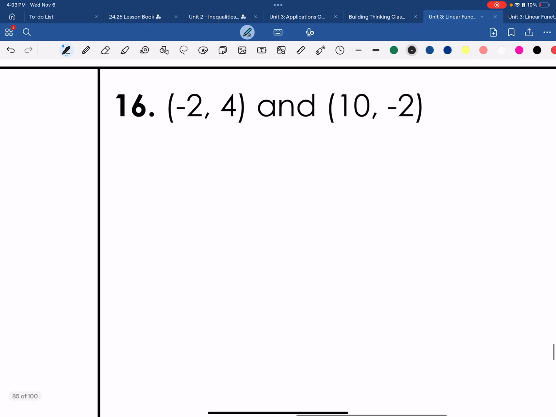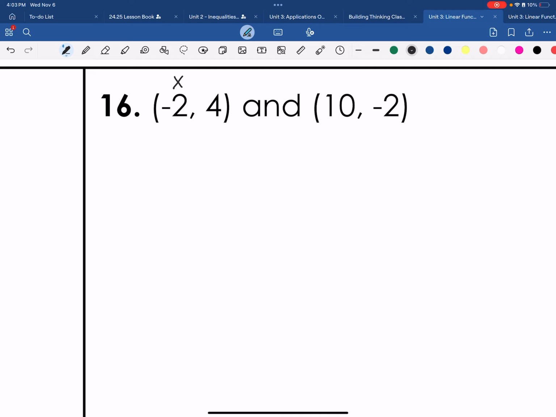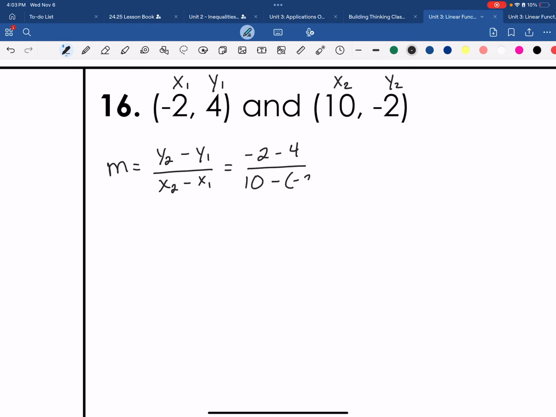Let's try another one. I label my points, or I label my ordered pairs: x1, y1, x2, y2. I write out my formula so that it gets drilled into my brain. The more times you write out a formula, the less likely you are to forget it. All right, and now I put things where they go. -2 subtract 4. 10 subtract a -2.